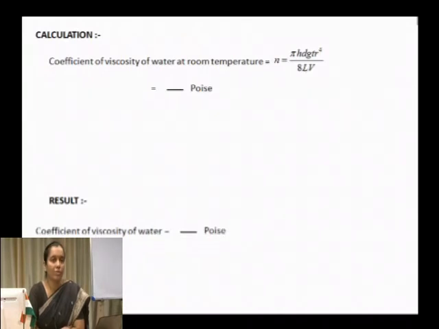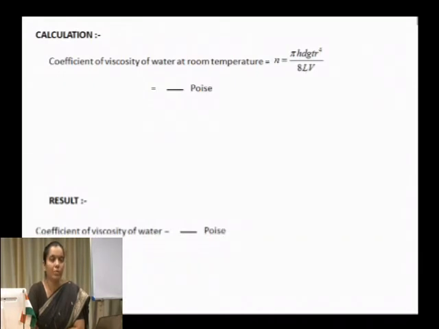So, the coefficient of viscosity is calculated as pi h d g t r to the power of 4 divided by 8 L V, where pi is again 22 by 7, h is the height of the liquid in the aspirator bottle, d is the density of the liquid, g is acceleration due to gravity, t is the time for which we are allowing the water to flow out, r is the radius of the capillary tube, L is the length of the capillary tube, and V is the volume of the water flowing out of the capillary tube.